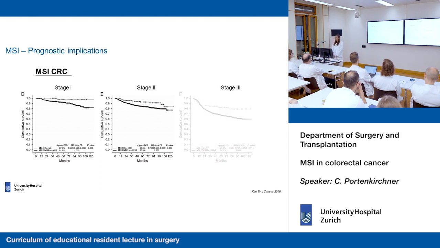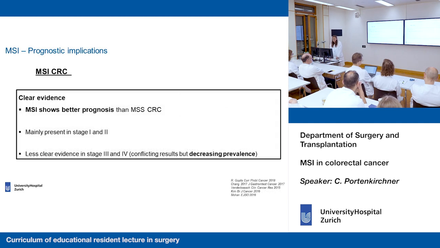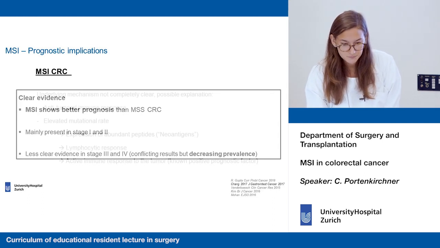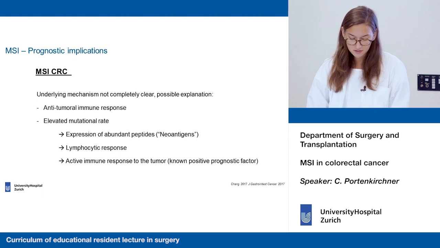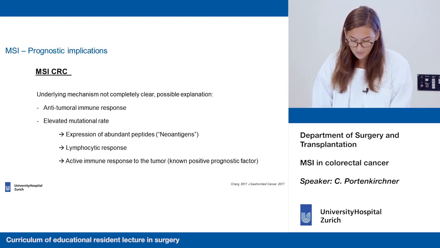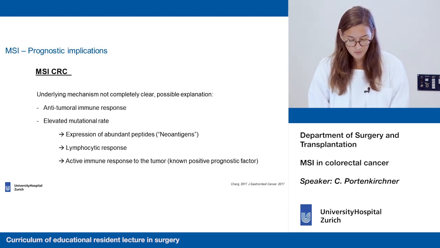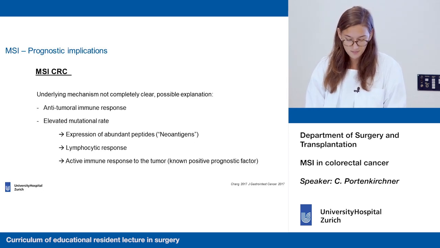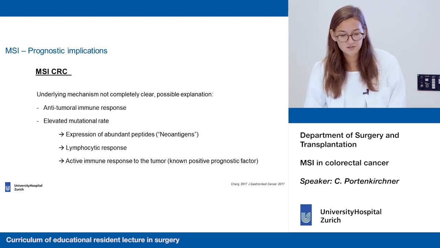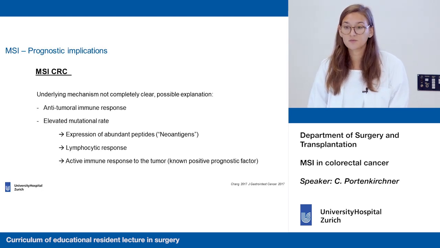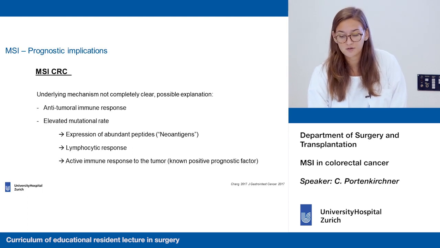But due to decreased prevalence, and also in the literature, there is less clear evidence for stage 3 and metastatic stage 4. So MSI has a better prognosis, mainly in stage 1 and 2. For stage 3 and 4, we have less clear evidence. There are a lot of conflicting results. The underlying mechanism is not completely clear, but it has been suggested that the improved prognosis of MSI may result from a pronounced anti-tumoral immune response. Tumors are hypermutated and express abundant peptides that may serve as neoantigens, eliciting an immune response by abundant tumor-infiltrating lymphocytes, which leads to an active immune response to the tumor. And this is known as a prognostic factor.